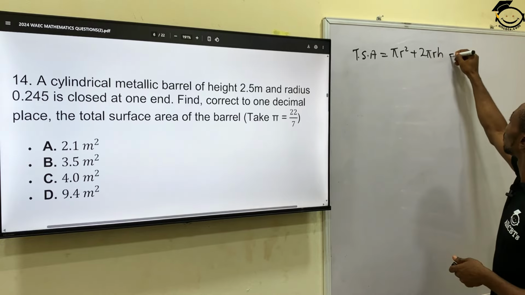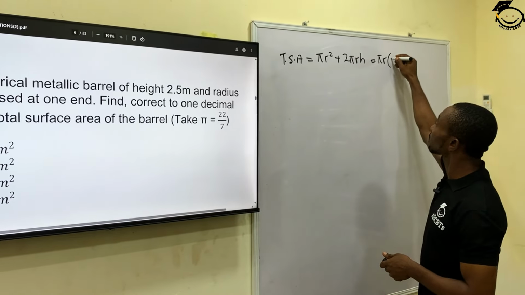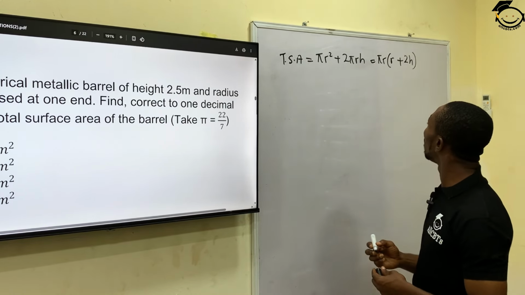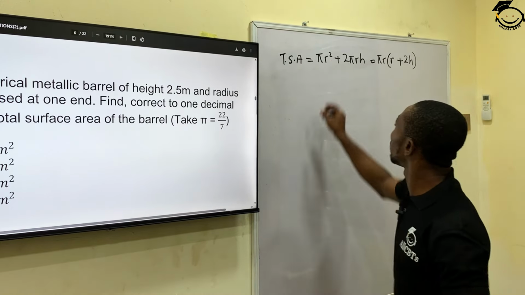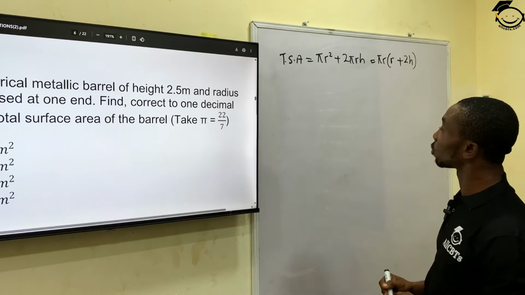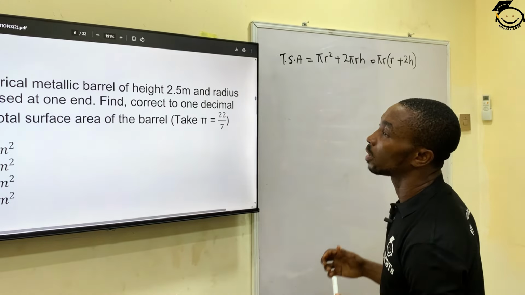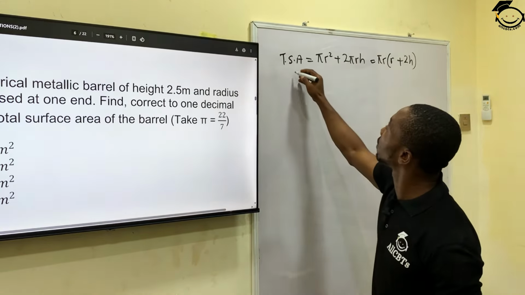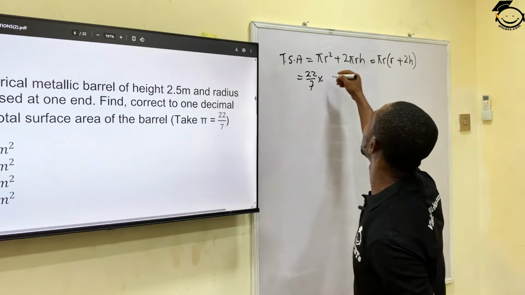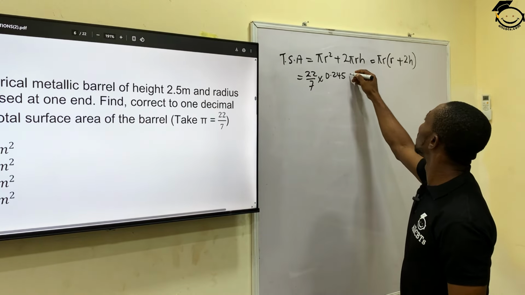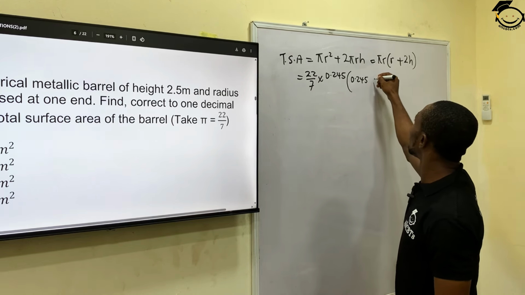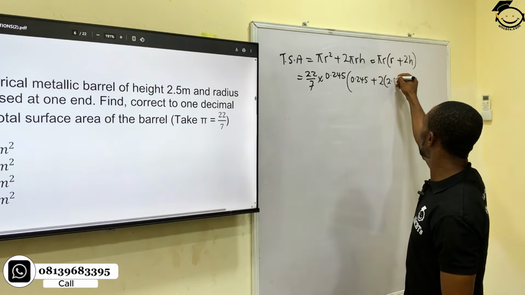So if we simplify this, we have pi r bracket r plus 2h. We take out pi r from both terms. Now, they said the barrel is closed at one end. So applying our formula, it says take pi to be 22 over 7 times our radius, which is 0.245, bracket open, r 0.245 plus 2 times h, which is 2.5.